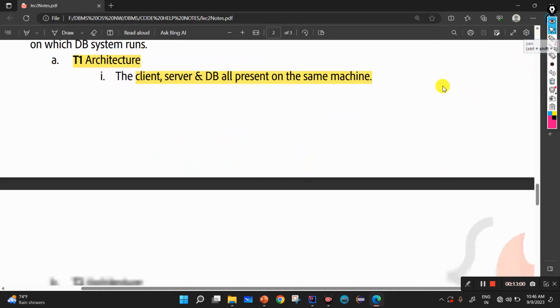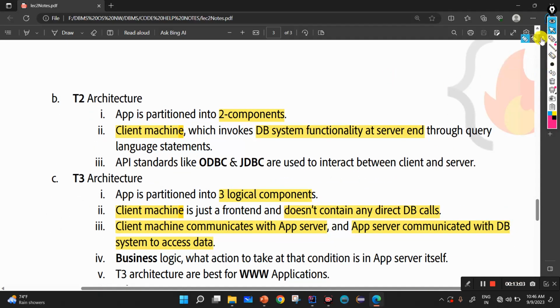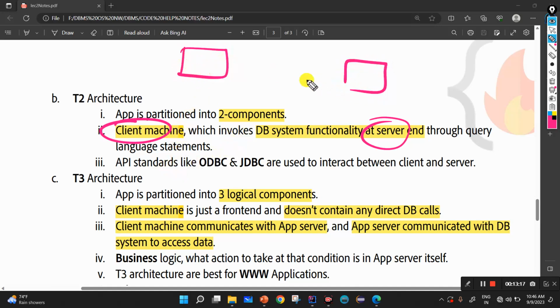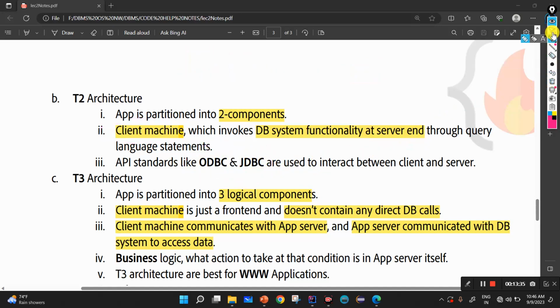Got it? Now T2. T2 means there are two separate machines. One is the client machine, which invokes DB system functions at a server through query languages. First of all, you have to understand that there are two machines: the client and the server system. In order to make the connection, there are APIs like ODBC and JDBC, Java Database Connectivity. So this is it about tier 2.